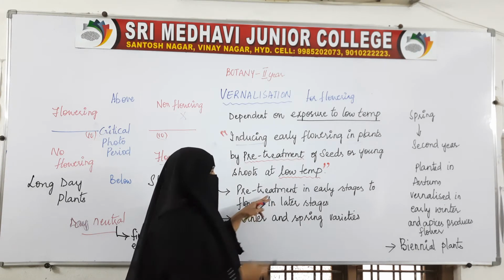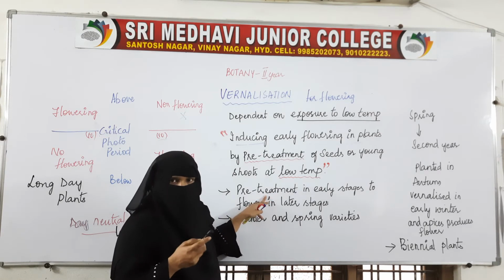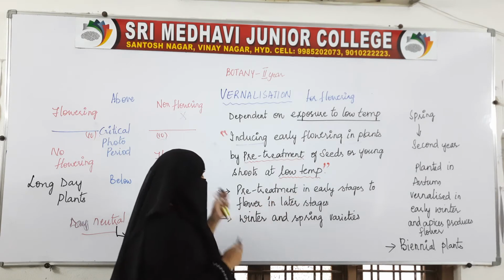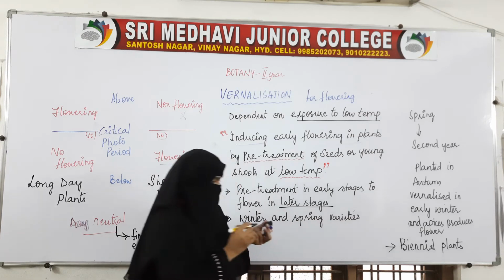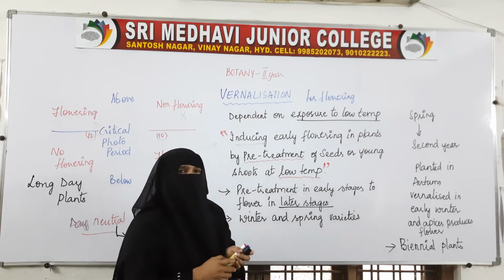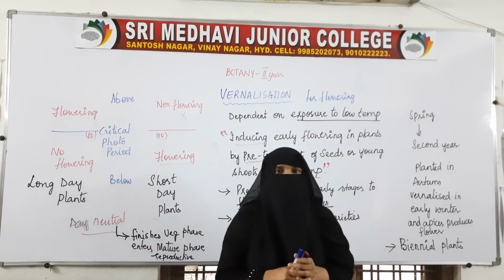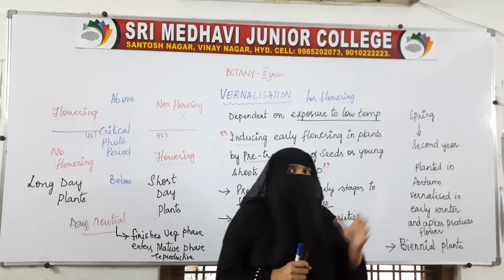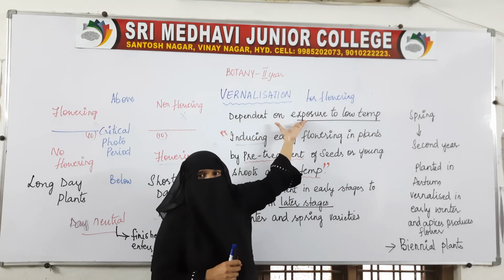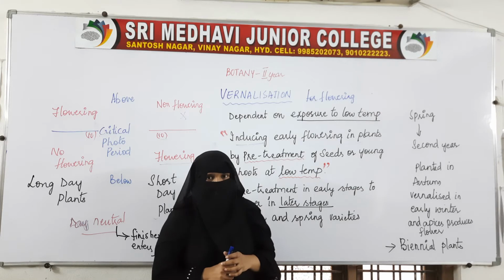If the young shoots or the seeds are pre-treated with low temperatures at early stages, then they will show flowering in later stages. We use this method of vernalization in the plants which grow in winter season and spring season.